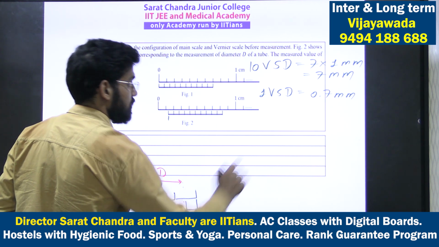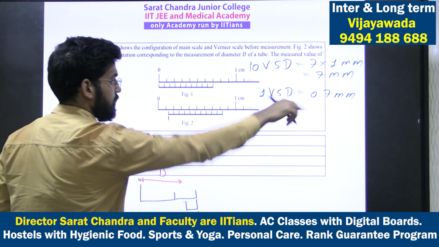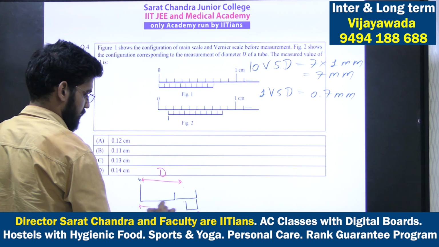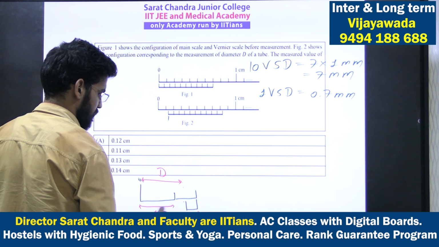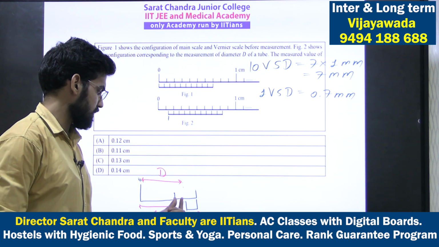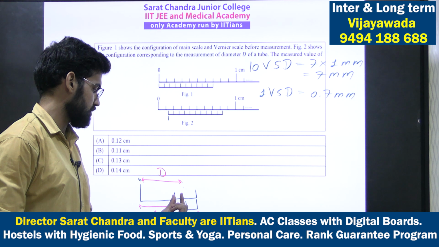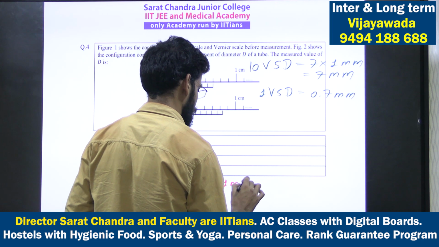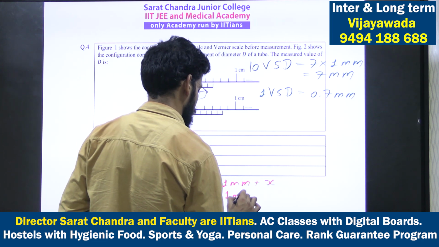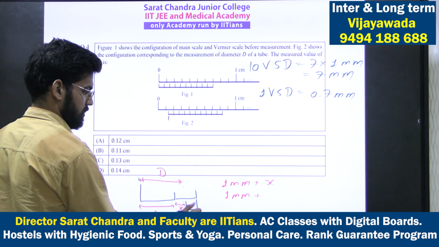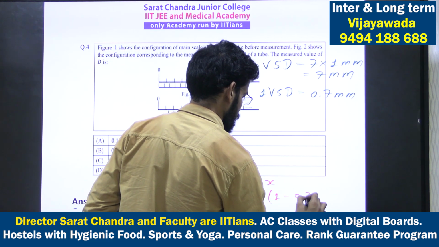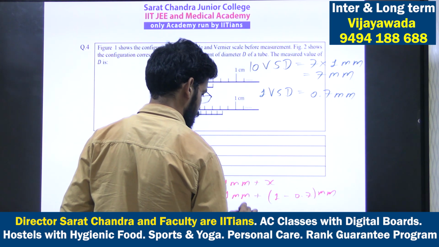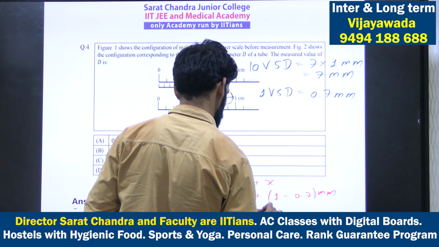This I know already, how much? 1 vernier scale division is 0.7 mm, okay. And this I already know, 1 millimeter, right? So I can calculate: this total is 1 millimeter, this is 0.7. Let's name this X. So your answer is actually 1 millimeter plus X, where X is nothing but 1 minus 0.7 in millimeters, okay. So your answer is 1 and this is 0.3, so 1.3 millimeter.